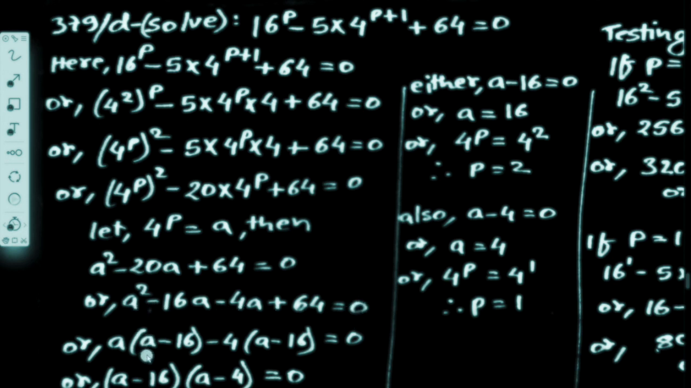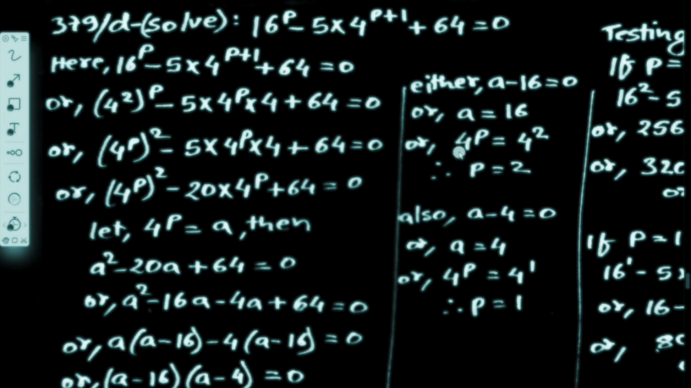Now taking common a from these two, we get a minus 16, and from the next two the common factor is minus 4, which gives a minus 16. Now a minus 16 is similar, so keep it ahead: a minus 16 times a minus 4 equals 0. Two factors come from this expression. The first factor is a minus 16. Either a minus 16 equals 0, so a equals 16, or a equals 4.